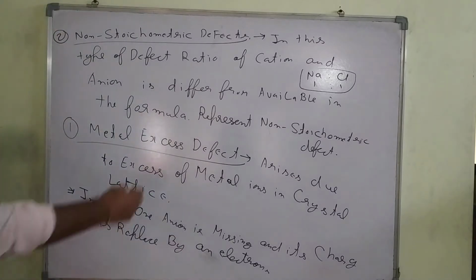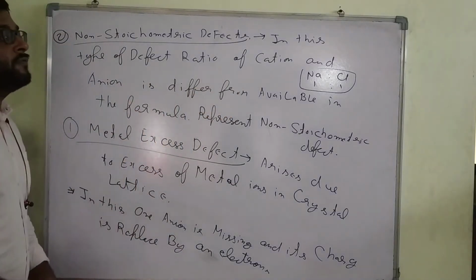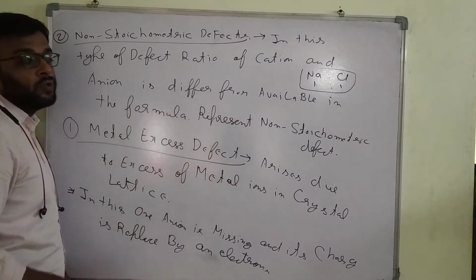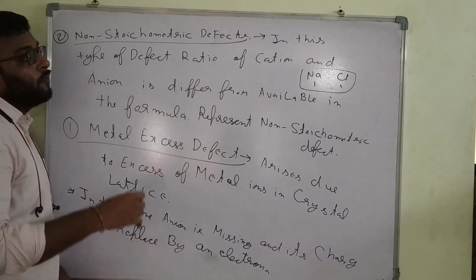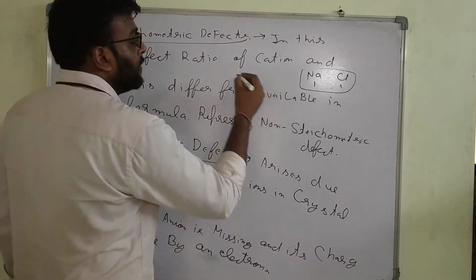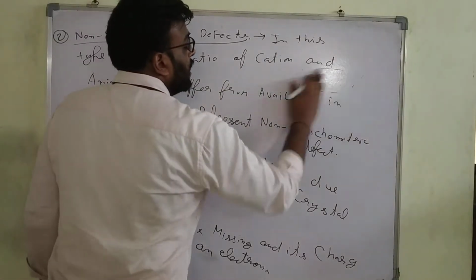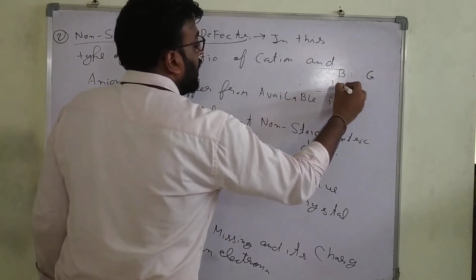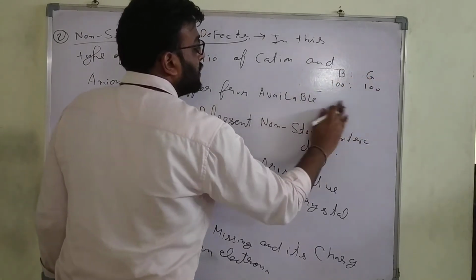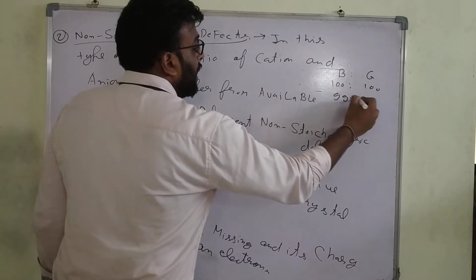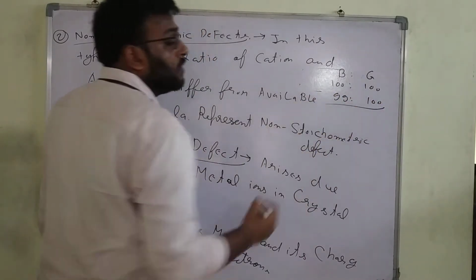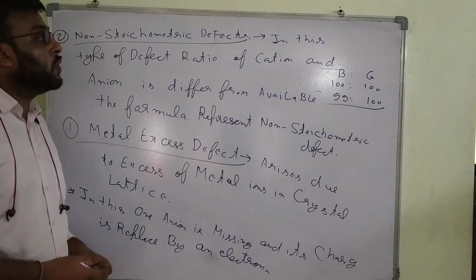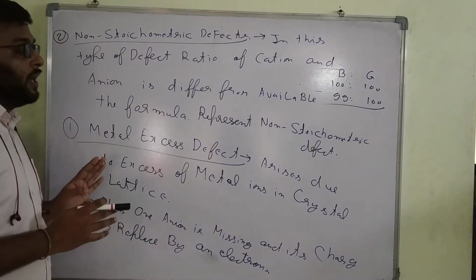In this type of defect, the ratio of cations and anions is different from that in the ideal formula. Are you getting my point? Whatever the formula is, I have already explained this example in the classroom. Once again, suppose 100 boys and 100 girls are there, and one boy is absent, so it is 99 and 100. So the ratio is different, and this represents a non-stoichiometric defect. Are you getting my point?